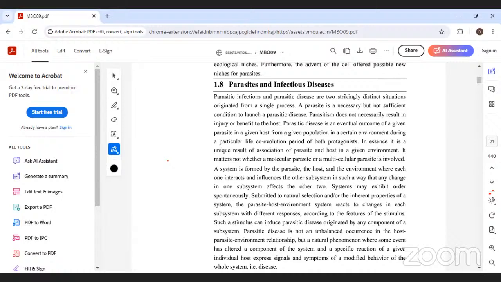These systems may exhibit order spontaneously and are submitted to natural selection, inherent properties of systems. The parasite-host-environment system reacts to change in each subsystem with different responses according to the features of the stimulus. Such a stimulus can induce parasitic disease originated by any component of the subsystem.